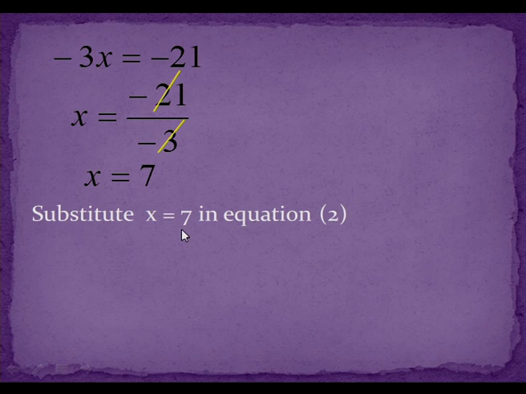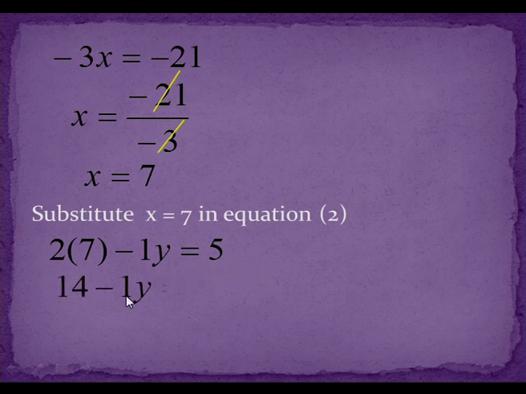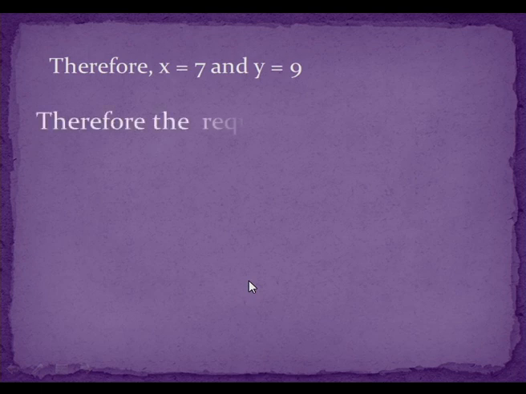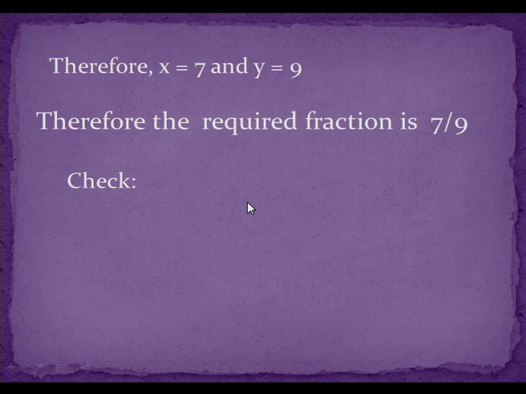So, substituting x is equal to 7 in equation 2, we get 2 times of 7 minus 1y is equal to 5, and 2 times of 7 is 14. So, 14 minus 1y is equal to 5, we get 14 minus 5, we are transposing 5 from RHS to LHS. So, 14 minus 5 is equal to y, which implies I get y value as 9. Therefore, x is equal to 7 and y is equal to 9. Therefore, the required fraction is 7 by 9.